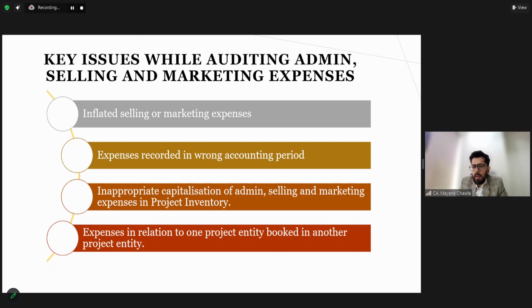Then there might be inappropriate capitalization of admin, selling and marketing expenses as project inventory, which we have already discussed: only the direct expenses are capitalizable, and this would distort the revenue and the direct expenses presented in the financial statements.